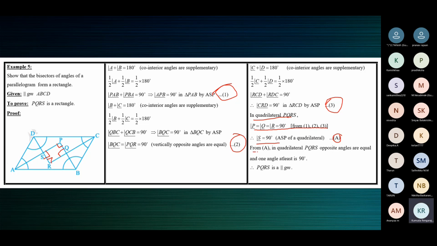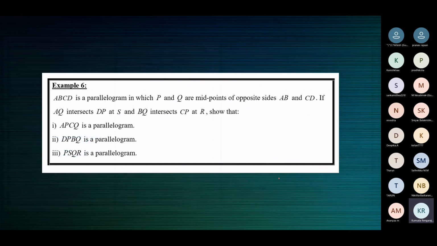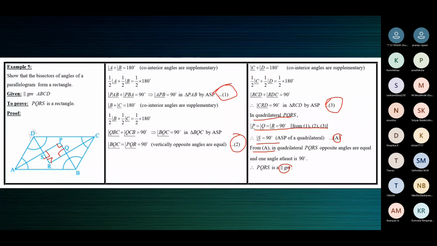So from A, in quadrilateral, now this one, I think there is a typing mistake here. Let me correct this. Okay, I have not completed it probably. All right, children, I've forgotten to complete it.